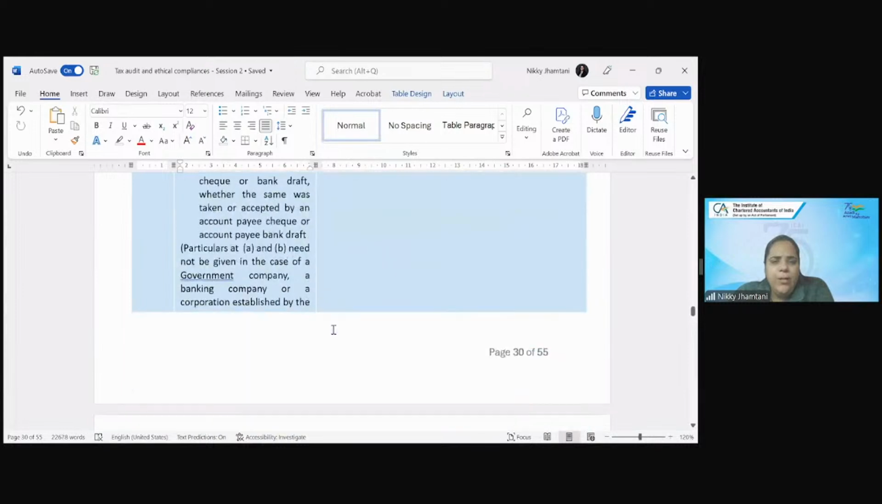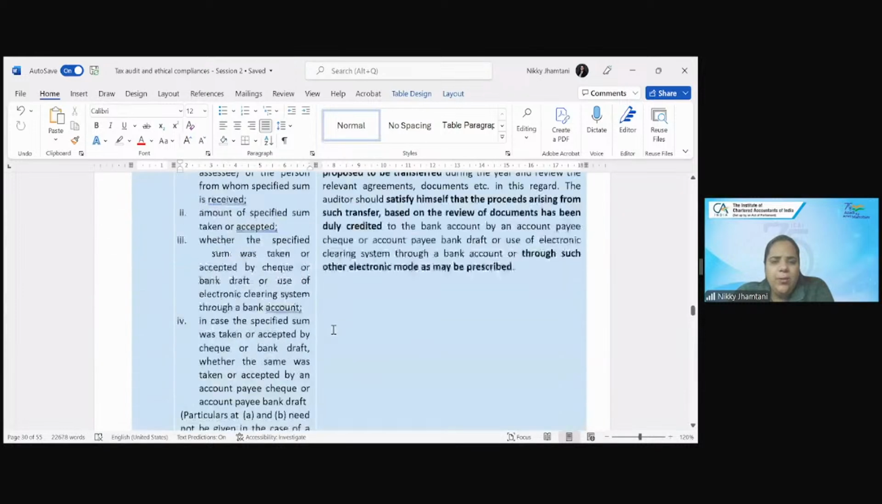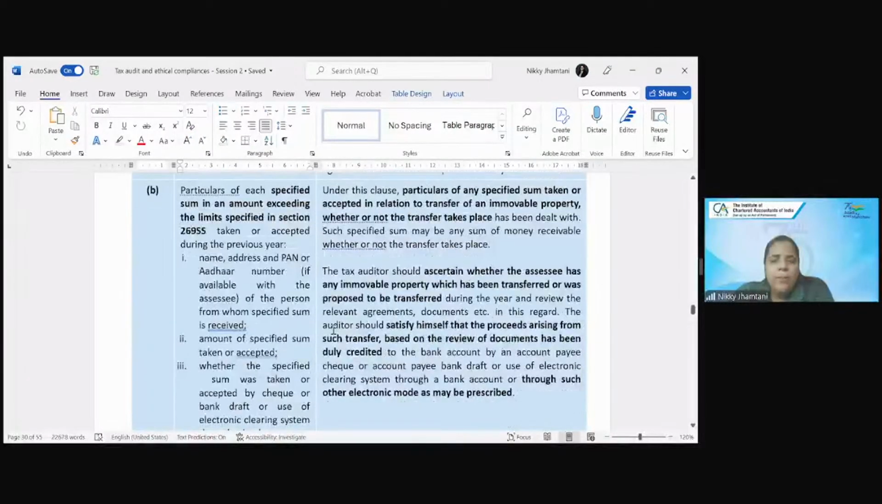Subclause B also relates to 269SS, and the reporting here is: under this clause, particulars of any specified sum taken or accepted in relation to transfer of an immovable property, whether or not the transfer takes place, have been dealt with, and such specified sum may be a sum receivable.